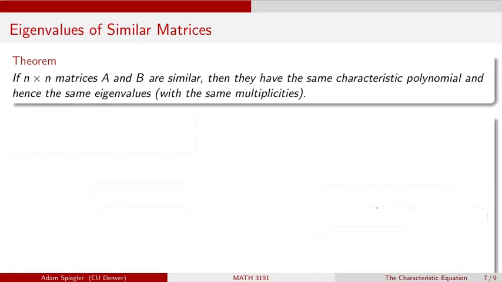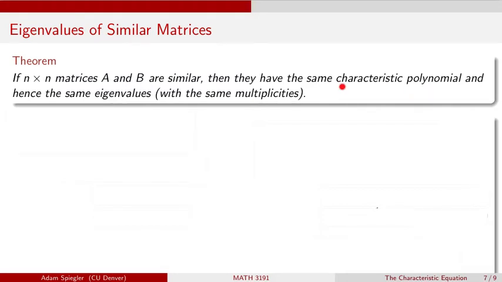Okay, welcome everyone. So in this video, we are going to prove a really powerful theorem about similar matrices A and B and how that relates to the eigenvalues of these matrices. So the theorem states the following, that if we have n by n matrices A and B that are similar, then they have the same characteristic polynomial.